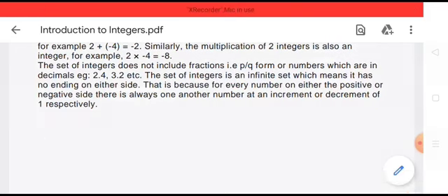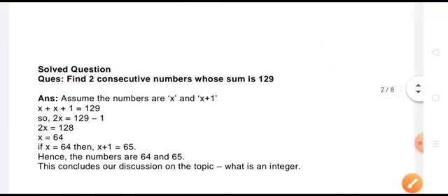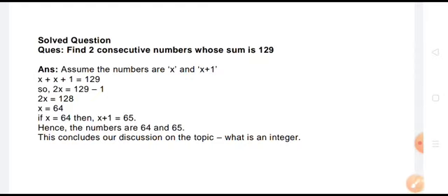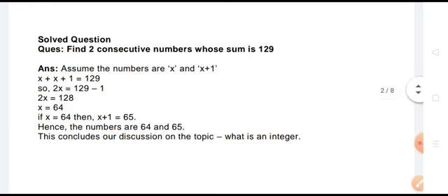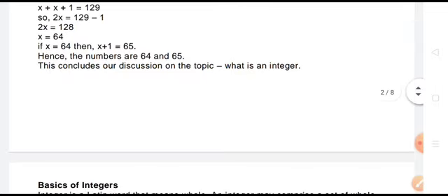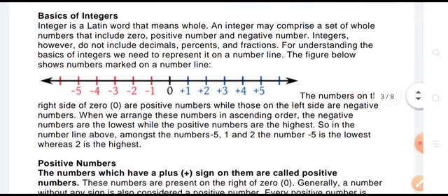Now here is a question: find two consecutive numbers whose sum is 129. This is for your example. Now we are going for the next, basics of integers.